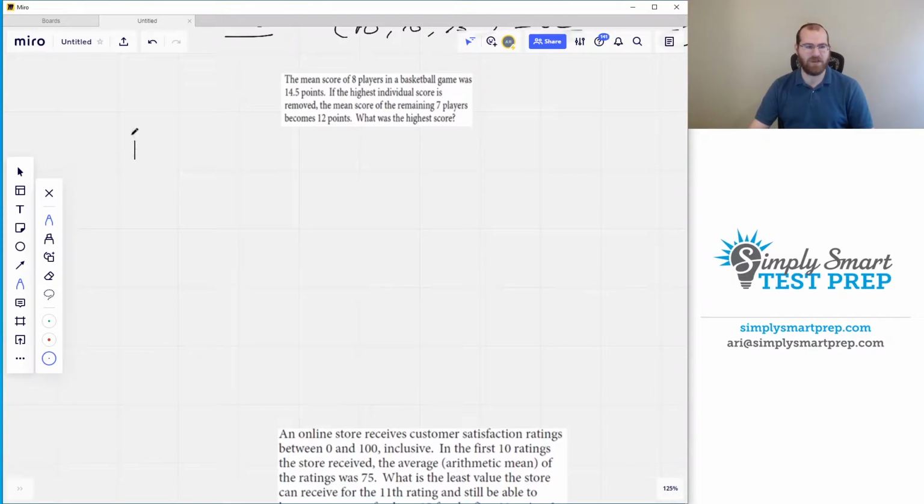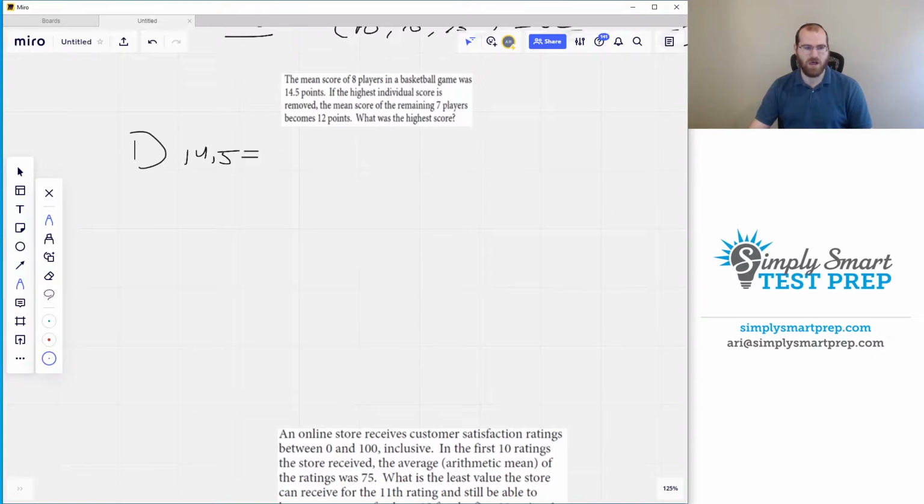So first method, I'm going to be thinking in tops total, which means we need to be converting everything into that sum on top. It's going to end up with sum on top over the total number of values. So let's see our first tidbit of information. The mean score of 8 players was 14.5 points. Let's set up our formula.